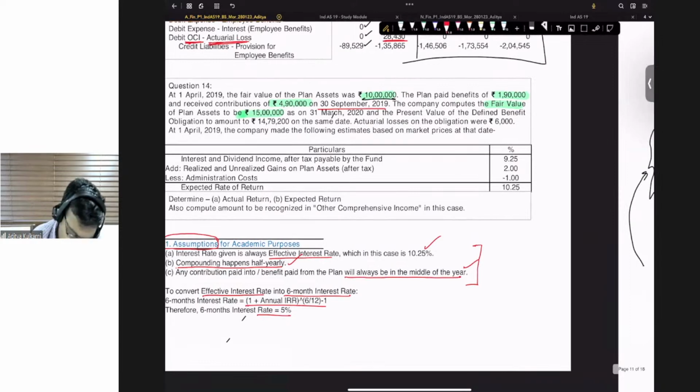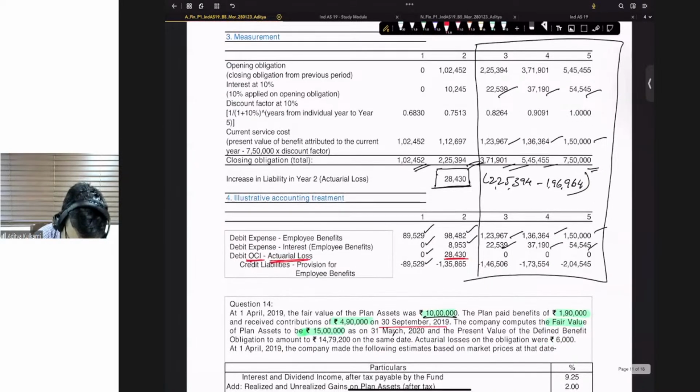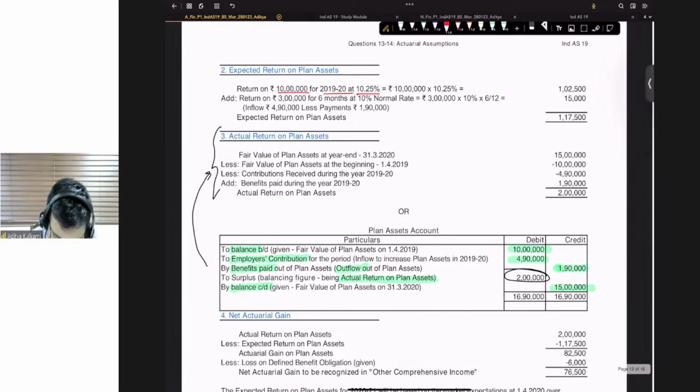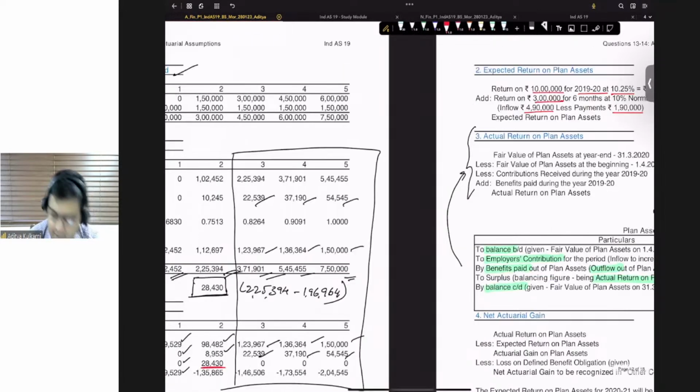Okay, so if I have to now do the accounting, 10 lakhs is the opening balance for 2019-20 at 10.25%. This is for the entire year because this contribution was there for the whole year. So 10 lakhs into 10.25%, 1,02,500. Return on 3 lakhs for 6 months at 10% normal rate. What is this 3 lakhs? Inflow of 4,90,000, payment of 1,90,000. Both of them are happening exactly on the same day. So therefore, net inflow is 3 lakhs. 10.25 is given to you in the question.